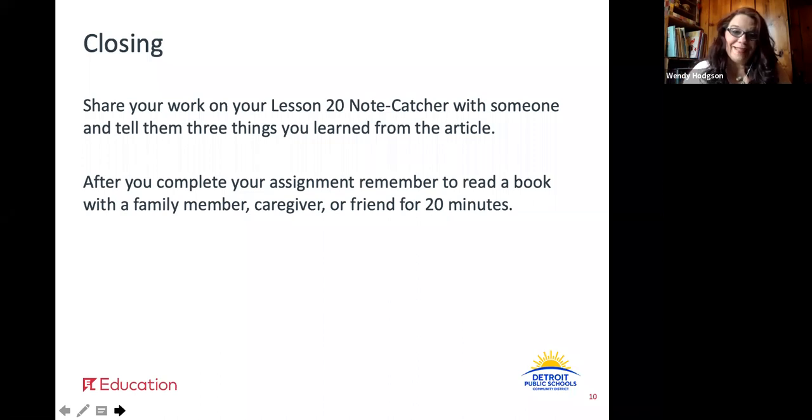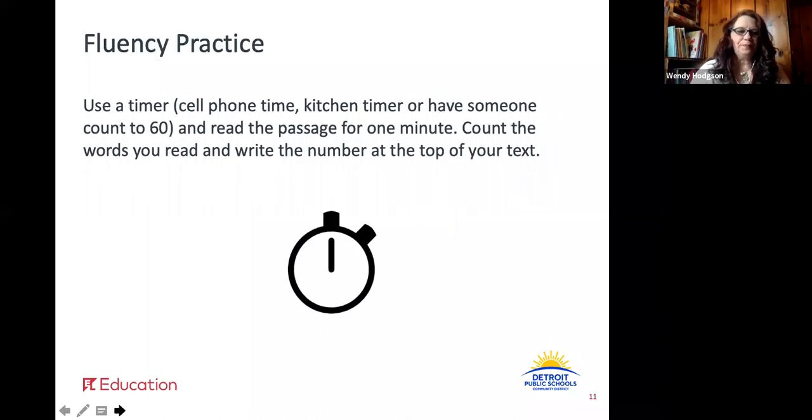Stay curious. And don't forget to read for 20 more minutes for your own pleasure, something you want to read. We've got to change that habit along the lines of curiosity and just reading for our own pleasure.